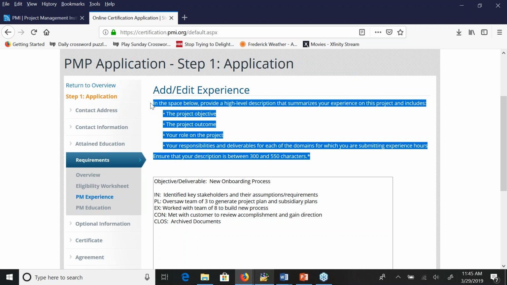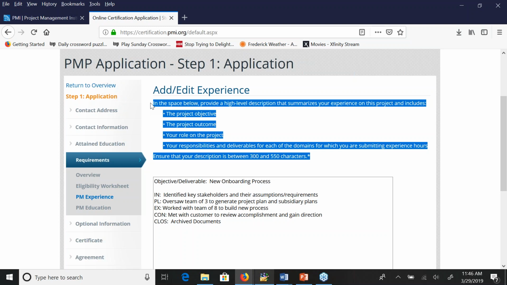Now, I have printed out the previous page, and for a good reason, because it says in the space below, provide a high-level description that summarizes your experience on this project. Oh, another question from Ann. My first project was 2012 to 2014, and then I had a gap because of a company merger. Will that be okay? Yeah.